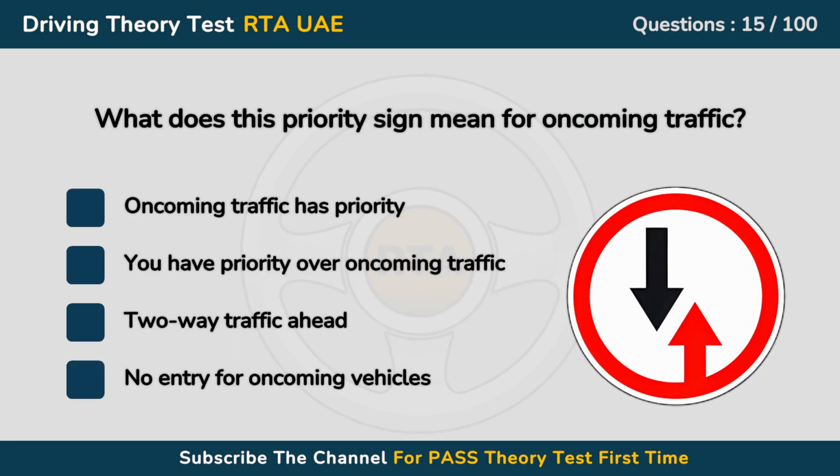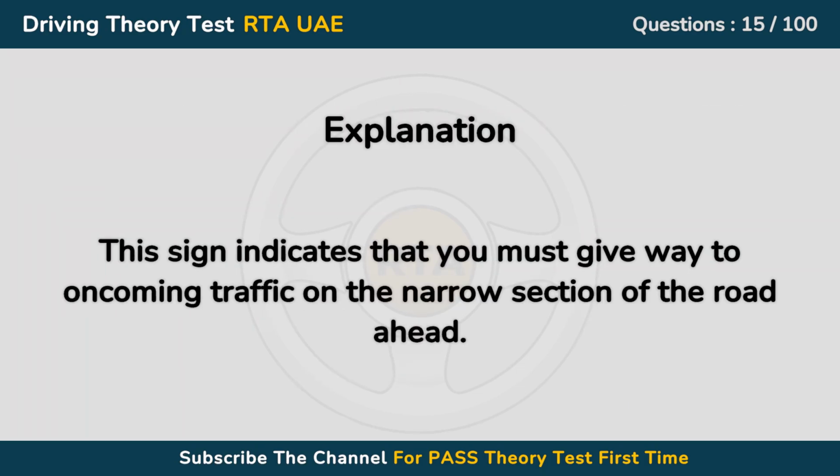Question 15. What does this priority sign mean for oncoming traffic? A, oncoming traffic has priority. B, you have priority over oncoming traffic. C, two-way traffic ahead. D, no entry for oncoming vehicles. Answer is A, oncoming traffic has priority. This sign indicates that you must give way to oncoming traffic on the narrow section of the road ahead.